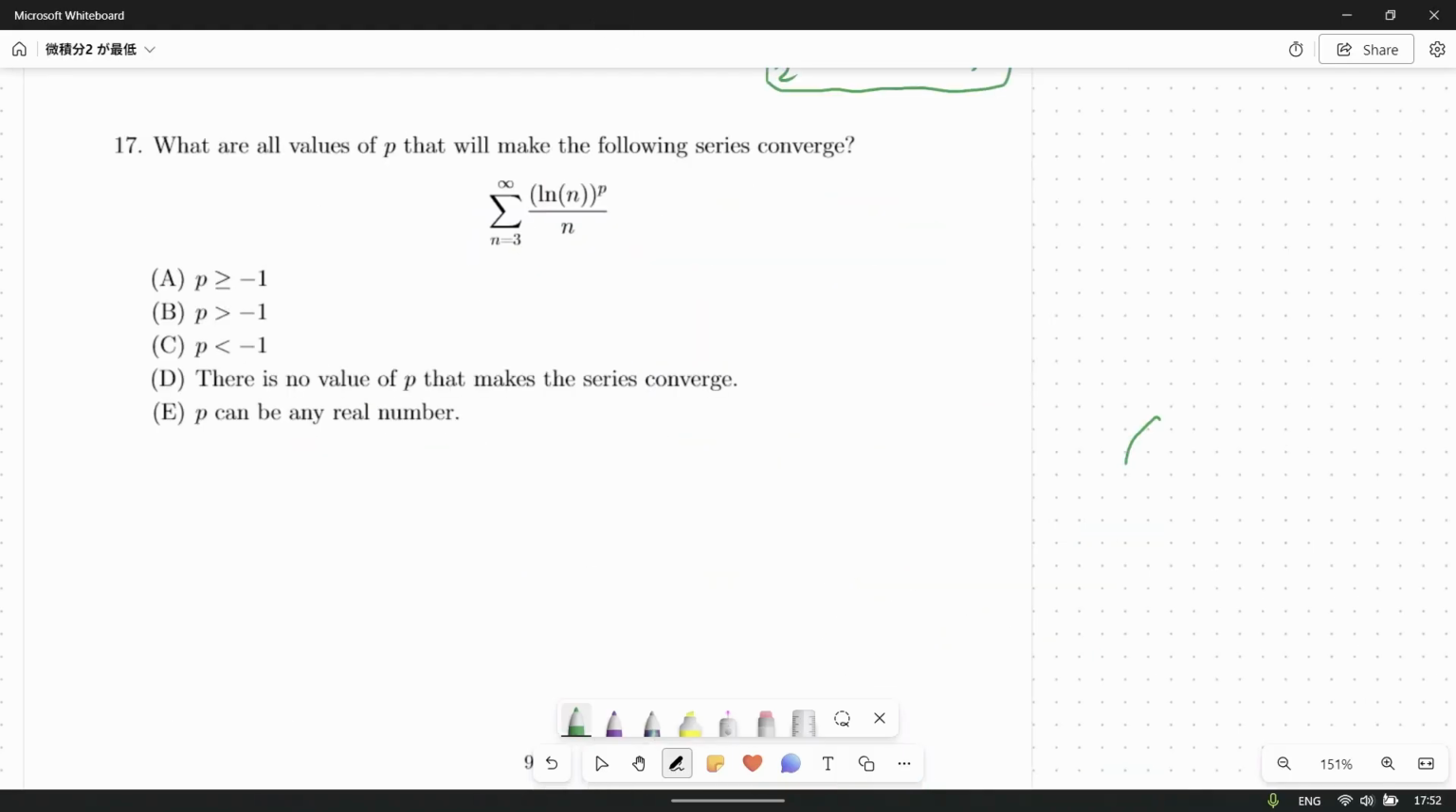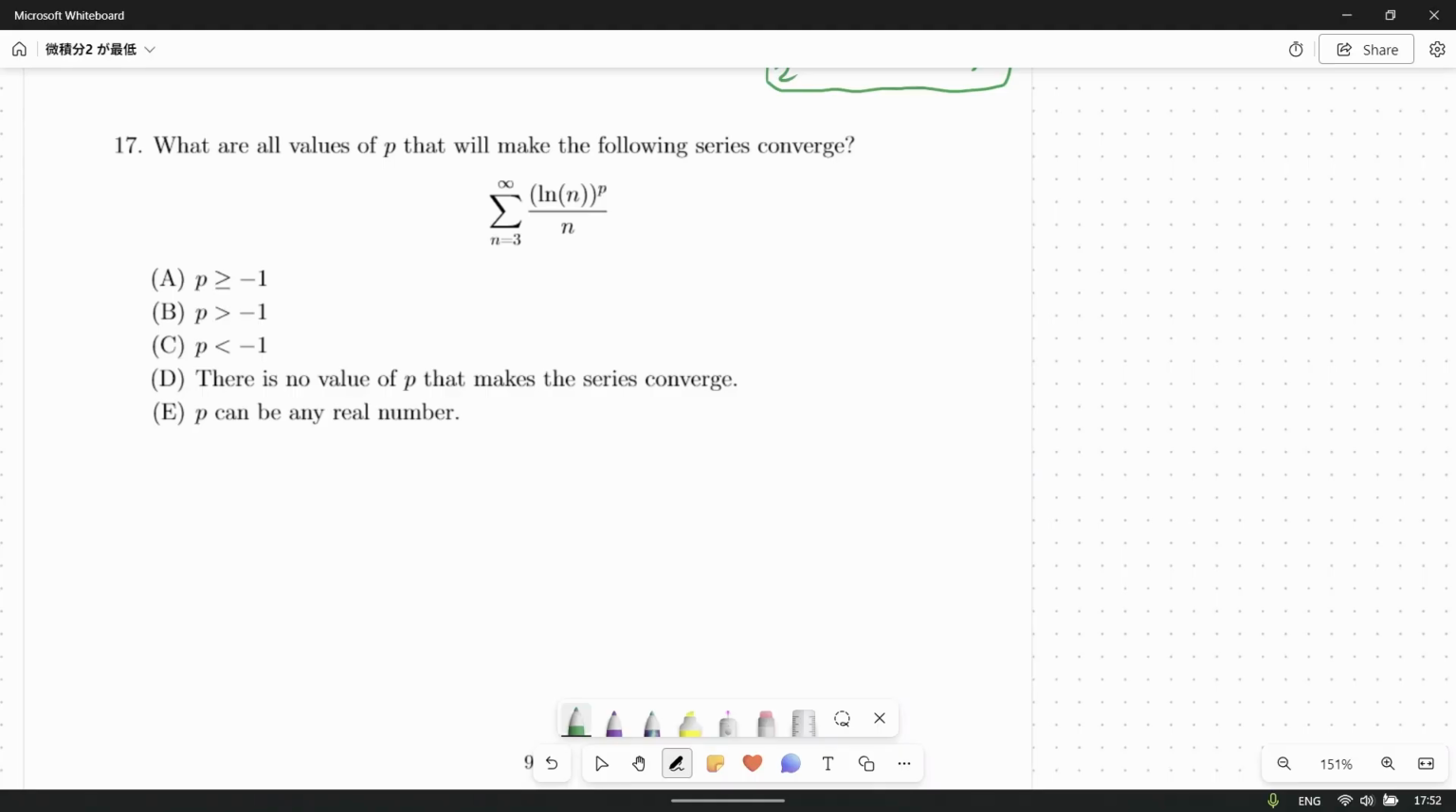All right, so what are the values of p that will make the following series converge? And so, this is interesting. This question is actually verbatim the same as one of the questions on the third midterm from spring 2024. So I know right away that the answer is going to be C, but I'll walk through it anyway, in case you didn't see that video.